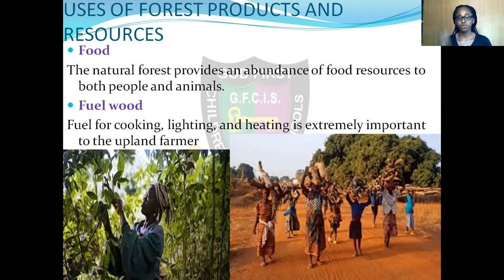Also, firewood is gotten from the forest and is used for cooking, lighting, and heating. Sometimes this firewood can be processed into charcoal, which we all know is used for cooking and lighting. So the forest provides food for man and animals. It also provides fuel wood for cooking, lighting, and heating of any kind of food.